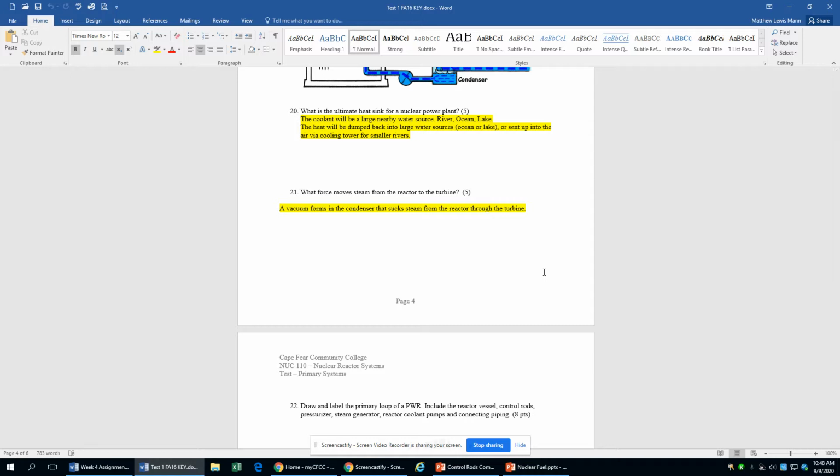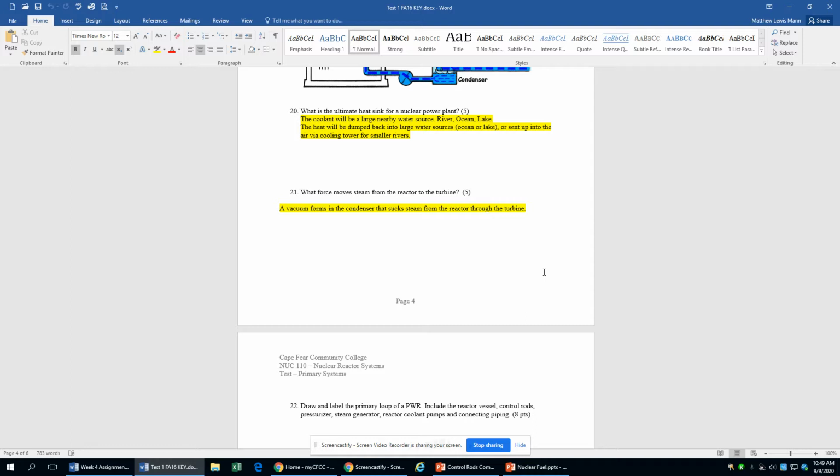So some plants have the ocean, some plants have a river, some plants have a man-made lake even. So that's going to be the heat sink. And then where does the heat go? It's going to go either back into a large water source, or if it's a small water source, it's going to have cooling towers for it to go up into the air.